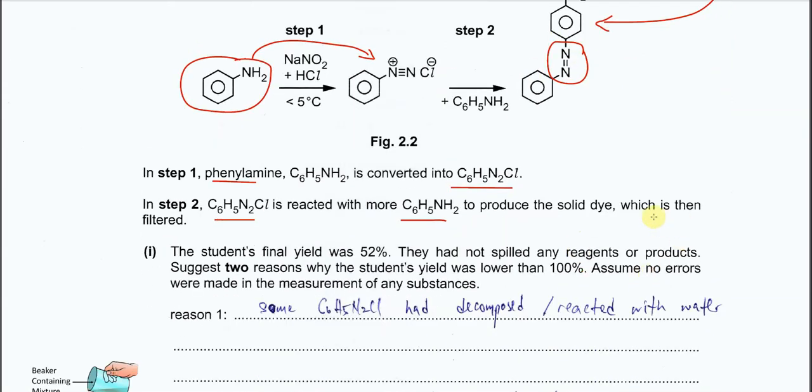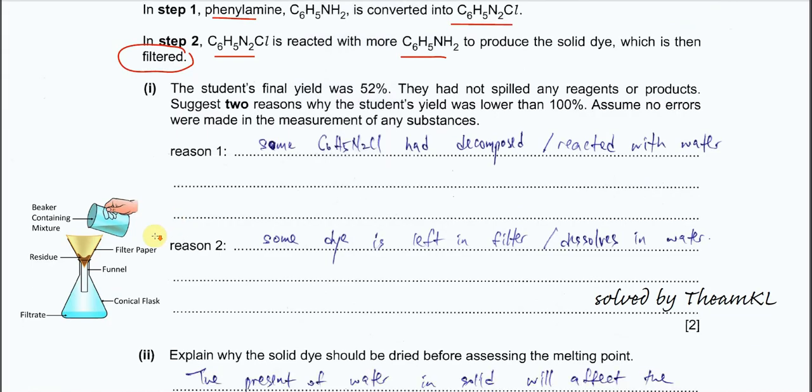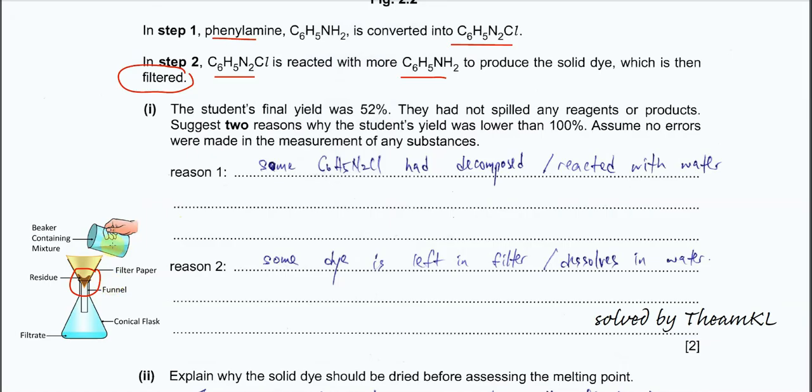Then this mixture needs to be filtered. Normally in the lab we do the filtration something like this. We use the filter paper and pour the mixture, the solution with the solid dye, onto the filter paper and let it go down, let it undergo filtration. Then we will get the solid dye, the residue, on the filter paper. So this one we'll discuss again later.